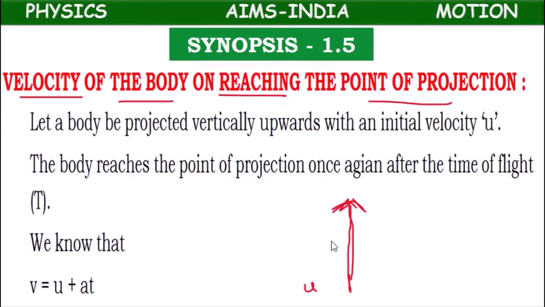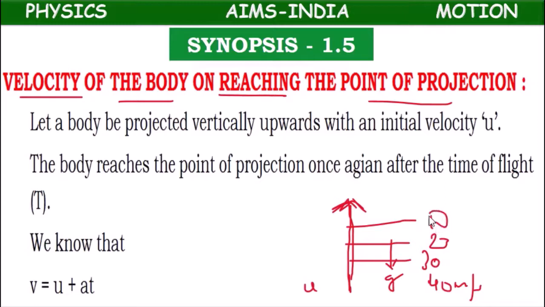Because the body is going up, but the gravitational pull will pull it downwards. So that's why in the beginning, if the velocity is 40 meter per second, because of gravity the velocity will decrease: 30 meter per second, 20 meter per second, 10 meter per second, 0 meter per second. Zero meter per second. From this is the point of projection, from where we have thrown the object.